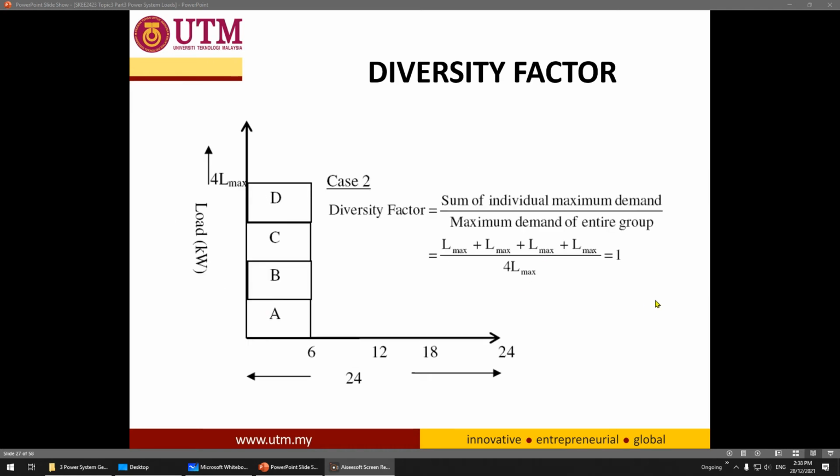So how about case number 2? The diversity factor is L plus L plus L plus L divided by 4L. You can see here the sum of individual maximum demand is all 4, 1 2 3 4 L, divided by the maximum of the entire group, which is 4L, and that just equals 1.